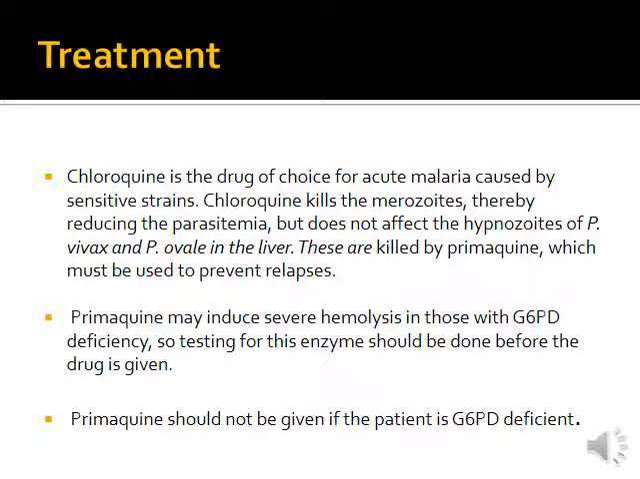One disadvantage associated with the administration of primaquine is severe hemolysis in those with glucose-6-phosphate dehydrogenase deficiency. So, testing for this enzyme should be done before the drug is given. Primaquine should not be given if the patient is G6PD deficient.